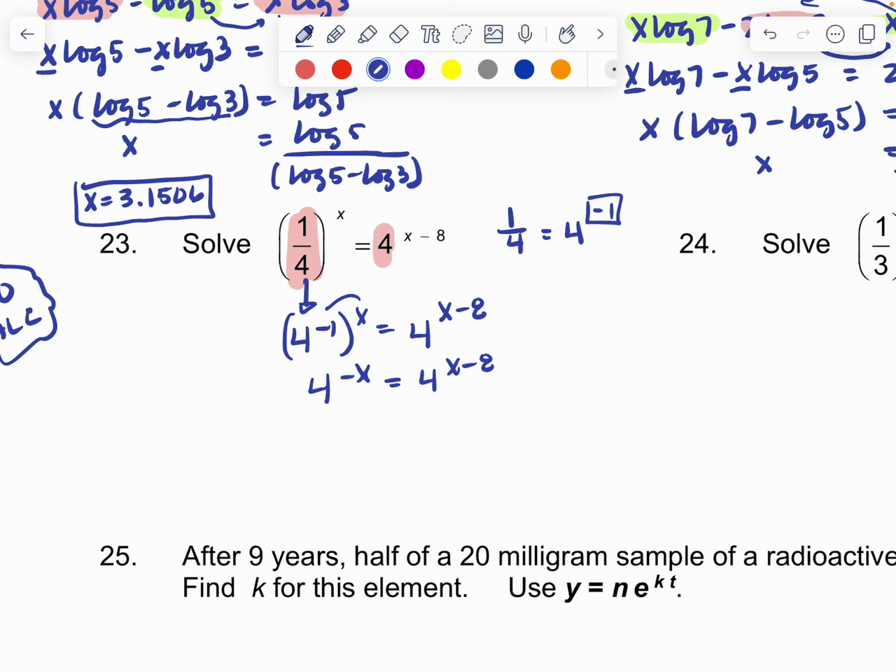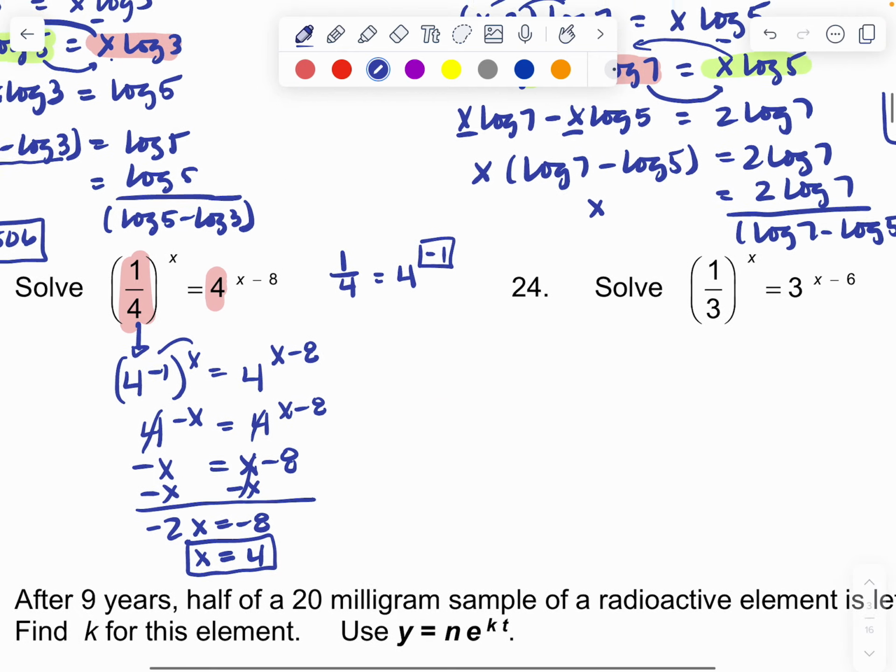And then once your bases are the same, you can throw them out. So what are you left with? Negative x equals x minus 8. And to solve that, I'm going to subtract x from both sides. So negative x minus x is negative 2x equals negative 8. And then if I divide by negative 2, I should get that x equals a lovely little 4.